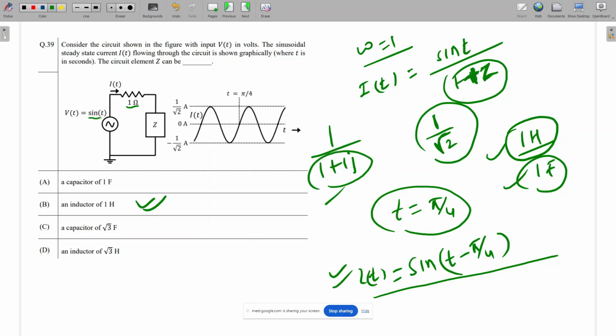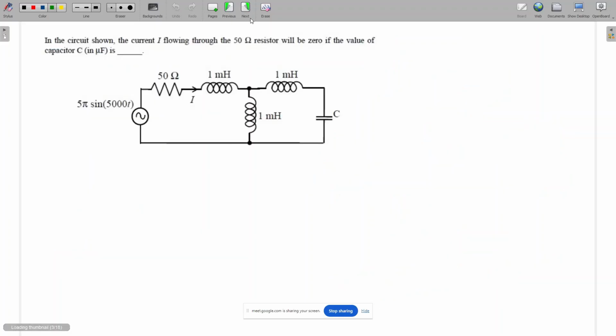Do you think it is clear to all? Yes. Okay, moving to the next question. Now, this is also an easy question only. Should I solve the first synchronous machine question, then I will come back to this question? Okay, sir. Okay.